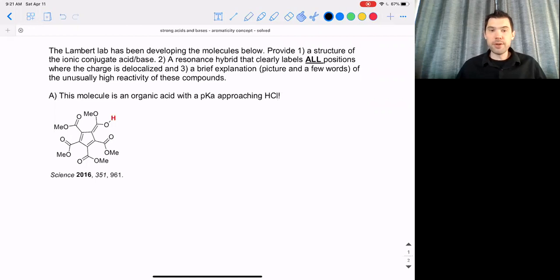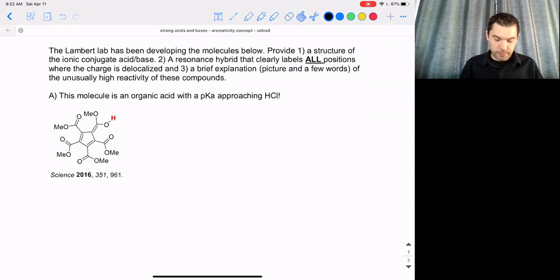In this video, we're going to talk about the concept of aromaticity and how the Lambert lab has been able to take advantage of some of those concepts to generate some organic molecules that have truly exceptional properties. And so the first one of these is the molecule shown here.